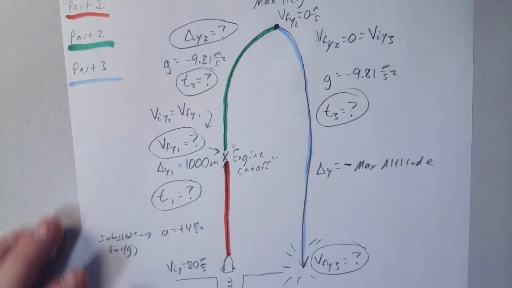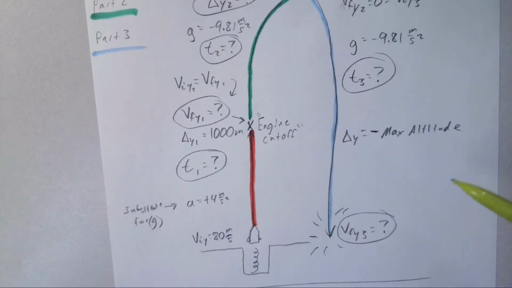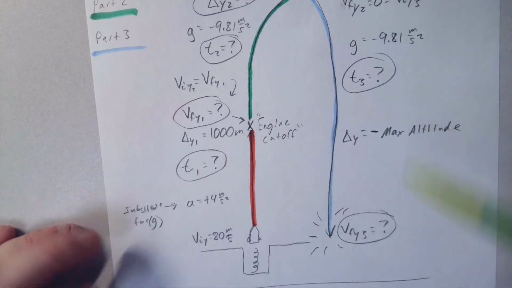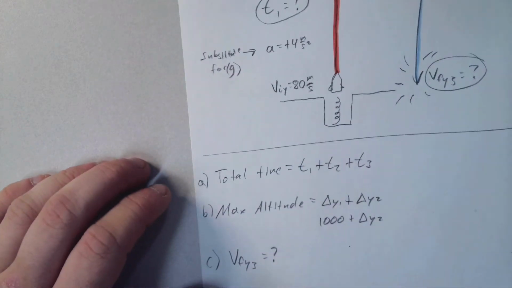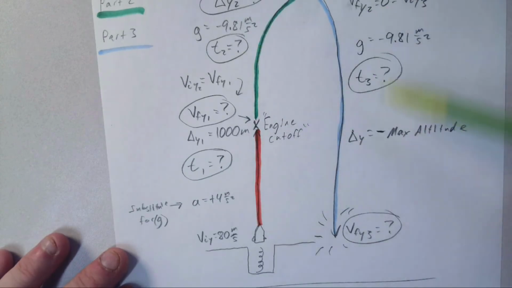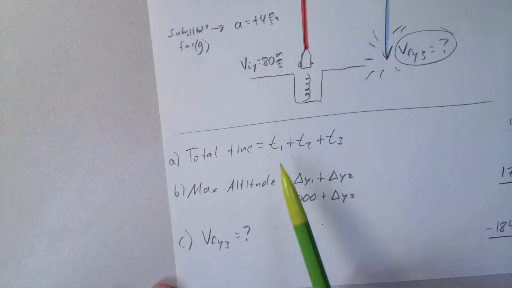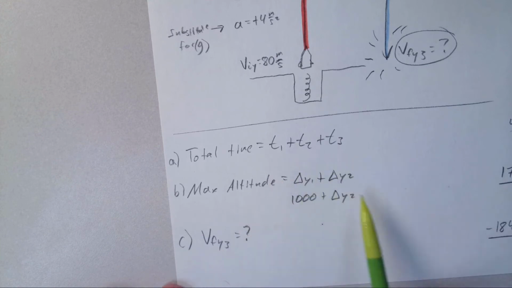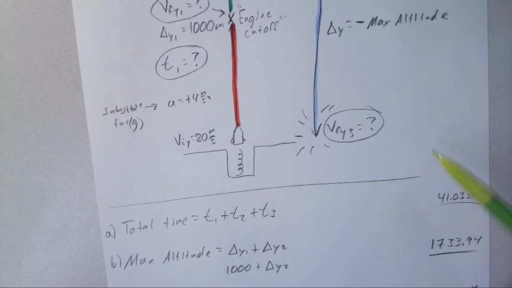So there's 3 parts, and basically you want to solve the red part first. You can pause this or play it whenever you want to. Instead of trying to solve for the total time and maximum altitude, solve for these 6 values first. And then once you do that, you go down here and say, oh, well, the total time is just the 3 times, and the maximum altitude is just our 2 delta y's. And then you can solve for v_fy3 as you always do.